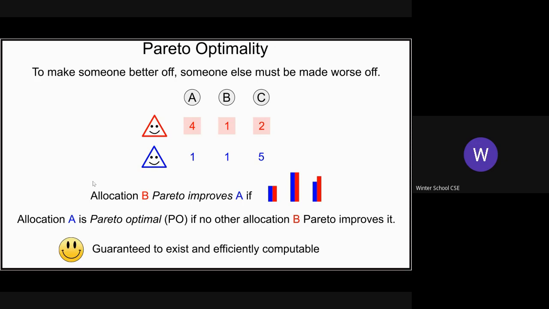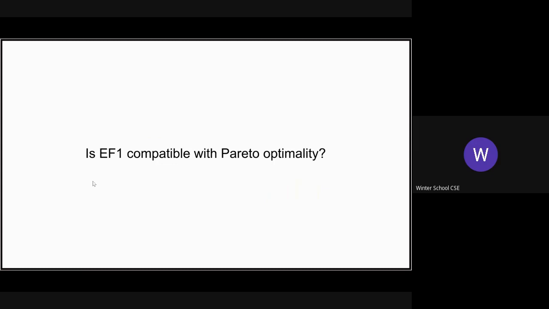So it's a notion that, much like EF1, is guaranteed to exist and is efficiently computable, right? So now we have two notions, EF1 and Pareto optimality, both of which are guaranteed to exist and both of which are efficiently computable, right? And now a natural question is, well, are they mutually compatible, right? So does there exist an allocation which satisfies both EF1 and Pareto optimality at the same time? Right? So we know that these two notions exist individually, separately, but do they coexist? Okay, what's your guess?